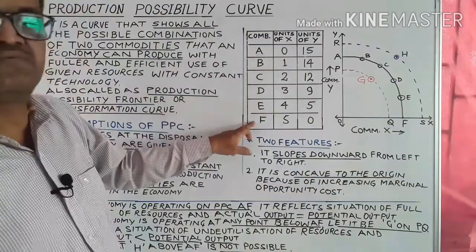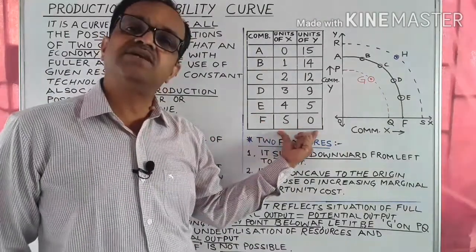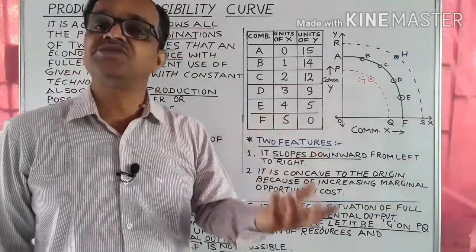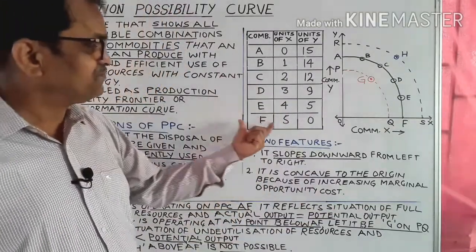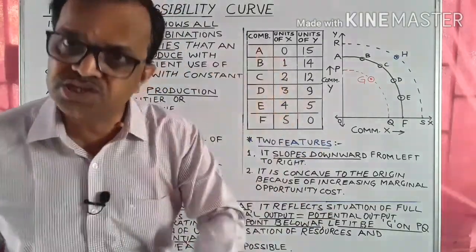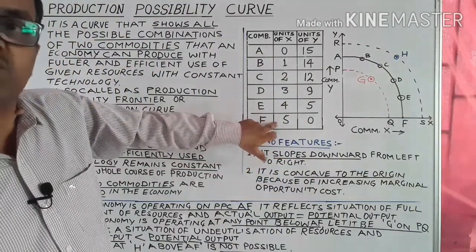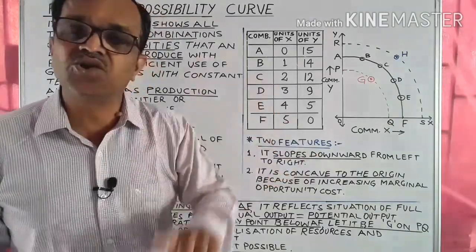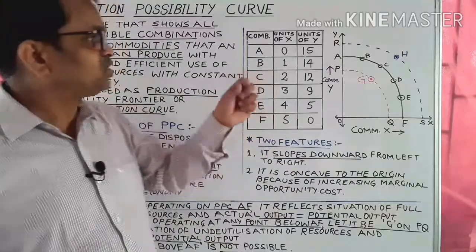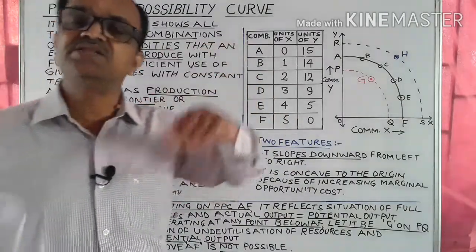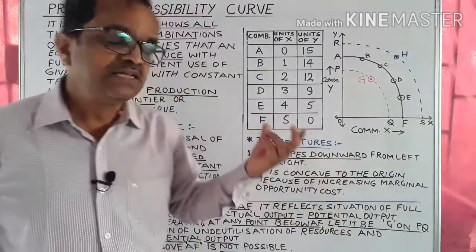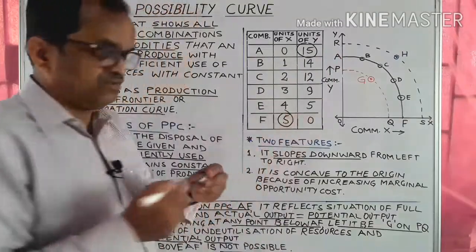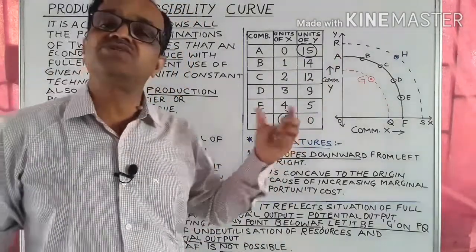Similarly, combination F simply indicates that the economy is producing 5 units of commodity X and 0 units of commodity Y. It simply means that if total resources are used up in the production of commodity X only, then it is the maximum units of commodity X that the economy can produce. Means if the total resources are used up in the production of either X or Y, then it is the maximum unit that the economy can produce, which is 15 units of commodity Y and 5 units of commodity X.